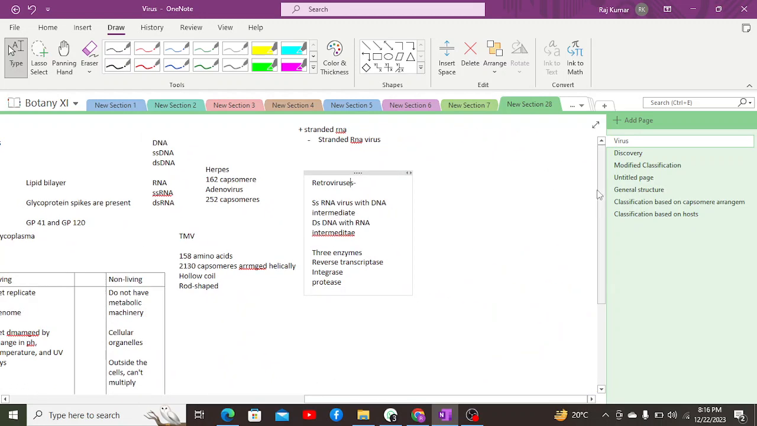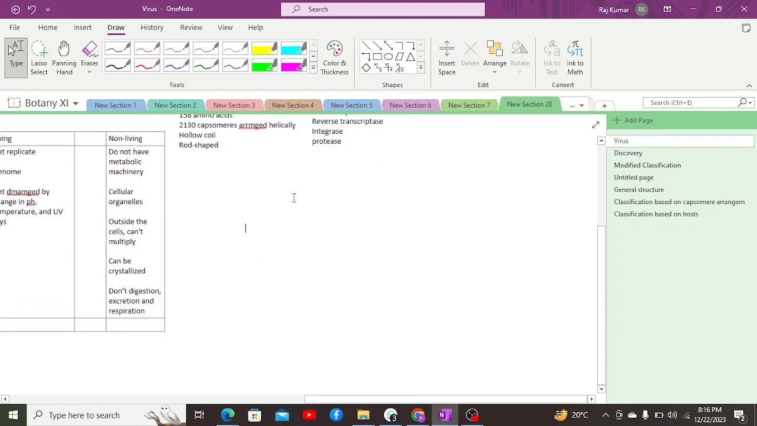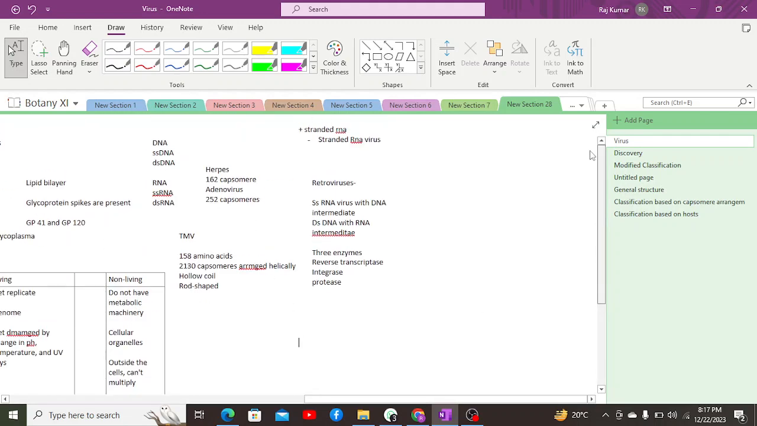One more thing: there are different shapes of viruses. There are two major classes of shapes. The first is the polyhedral shape, and the second is the helical shape. These two words refer to different dimensions. Polyhedral means 3D shape, helical means 2D shape.